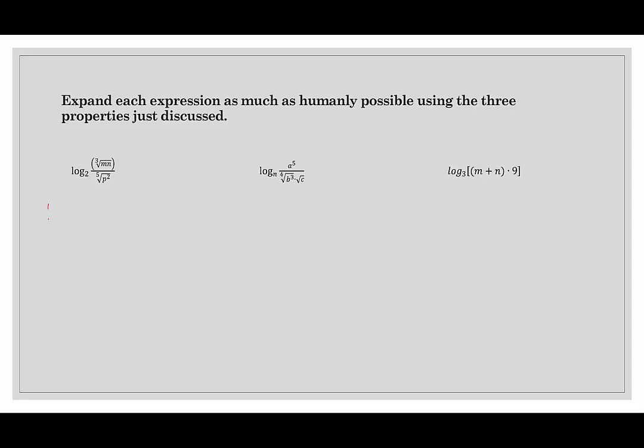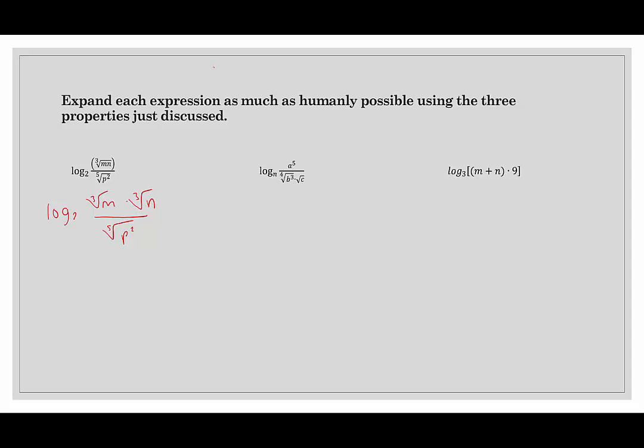So I'm going to rewrite this first and foremost as log base 2 of the cubed root of m times the cubed root of n, and then this is going to be over the 5th root of p squared. Now what we want to do is we don't want radicals. Radicals are still not okay as arguments. So we're going to rewrite the radicals as exponents. Do you remember how to do that?